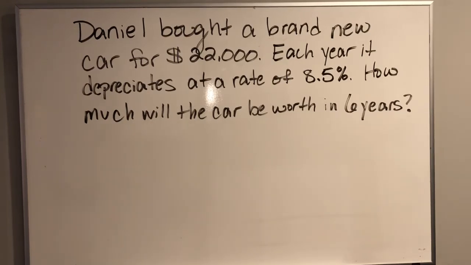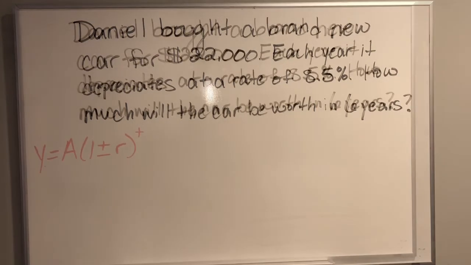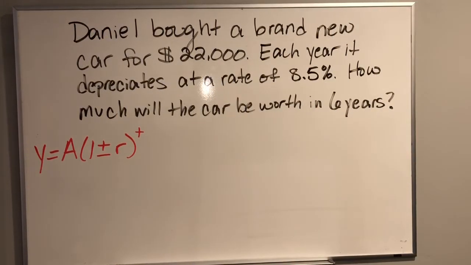Daniel bought a brand new car for $22,000. Each year, it depreciates at a rate of 8.5%. How much will the car be worth in 6 years? So on the board, we see the growth or decay formula, Y equals A times 1 plus or minus the rate to the power of t.